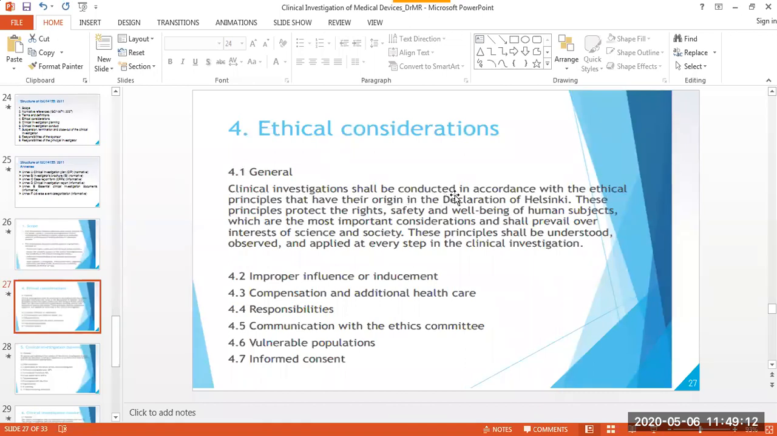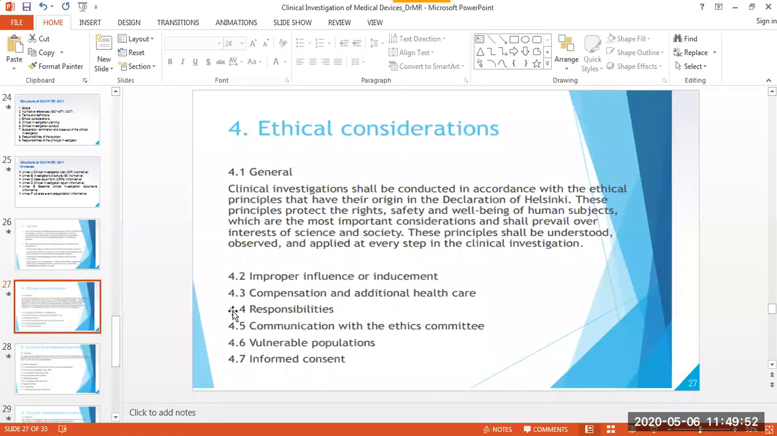Clinical investigation shall be conducted in accordance with the ethical principles that have their origin in the Declaration of Helsinki. What Chandana told, that is the Declaration of Helsinki. According to the ethical principles only we have to conduct this clinical investigation. These principles protect the rights, safety, and well-being of human subjects, which are the most important consideration and shall prevail over interest of science and society. These principles shall be understood, observed, and applied to every step in the clinical investigation. Then 4.2, improper influence or inducement.